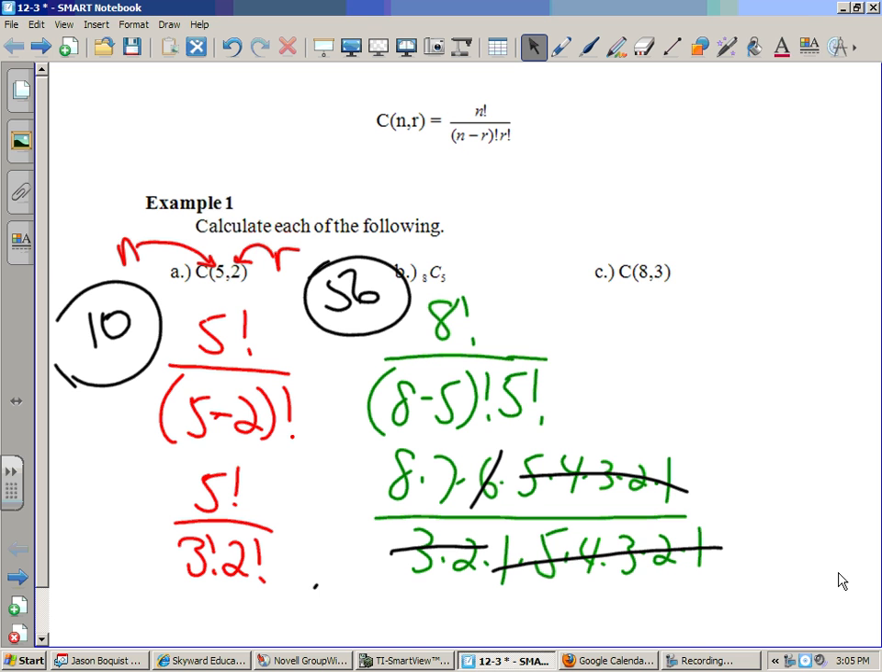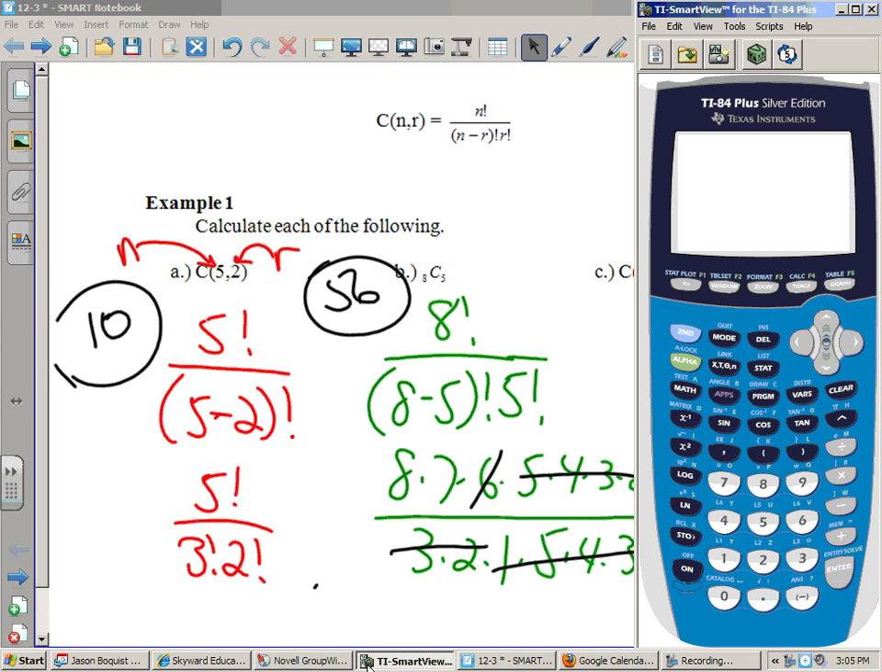So there it is. On the 84s or the 83s, you have to type the 8 in first. Okay, so you type in 8. And then you go and get the NCR button. That's actually what it looks like. So you go to Math, over to PRB, and NCR is the third one down. Okay.